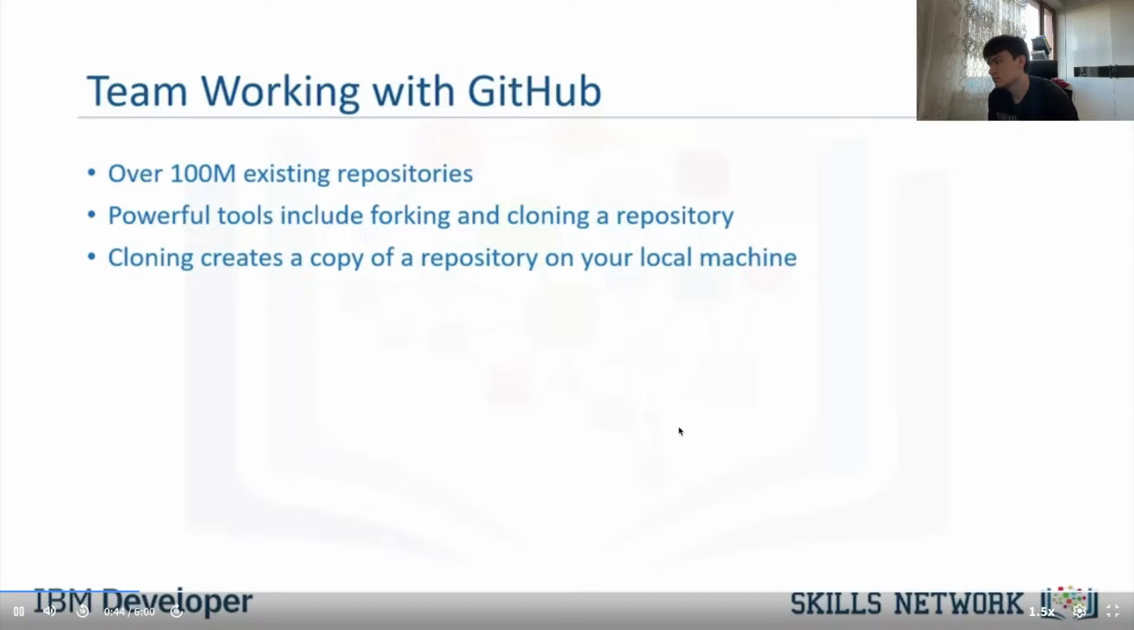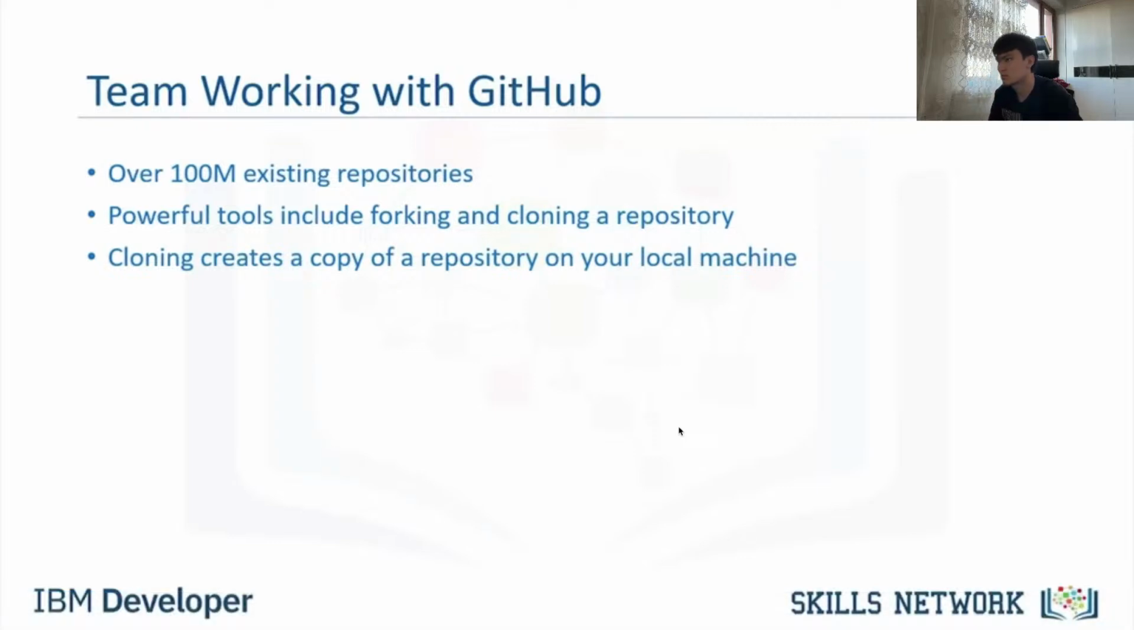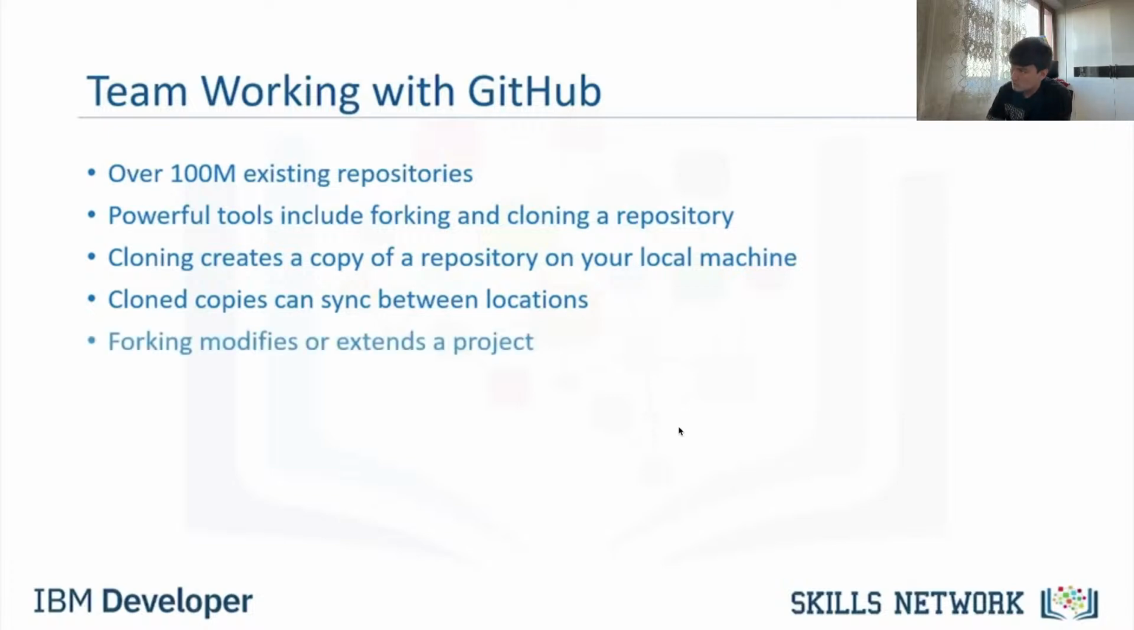Cloning generally refers to creating a copy of a repository on your local machine. Cloned copies can be kept in sync between the two locations. Forking allows you to modify or extend a project without affecting the original project. Frequently, this is used to take an existing project and make it the starting point for your new project.